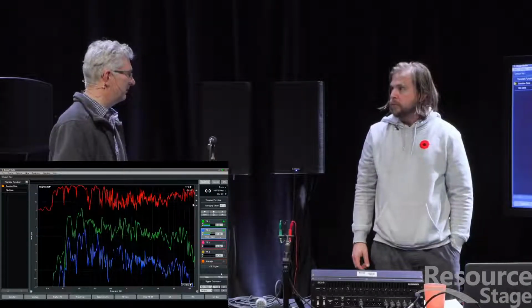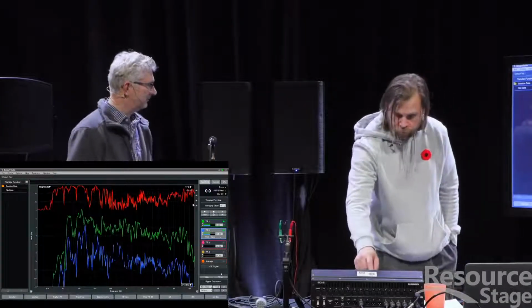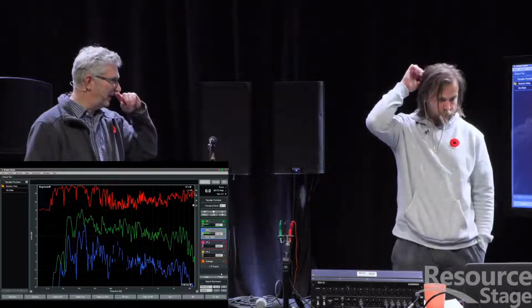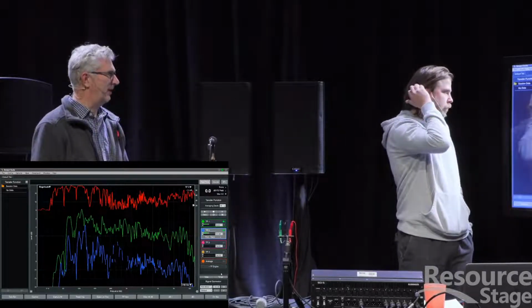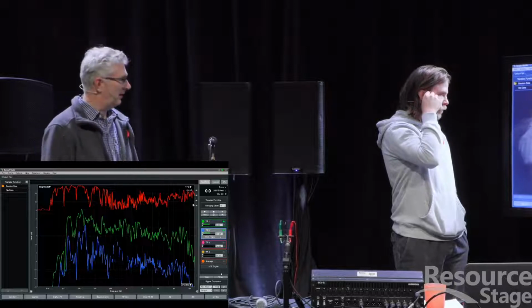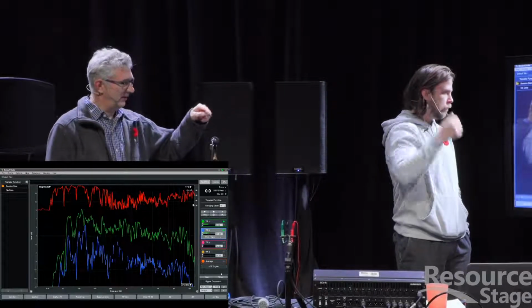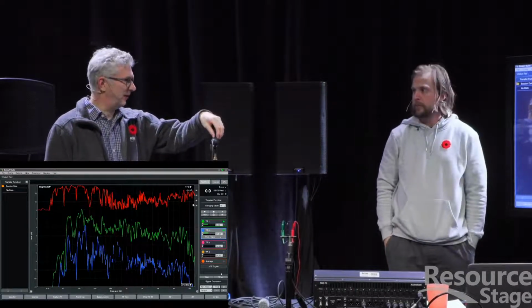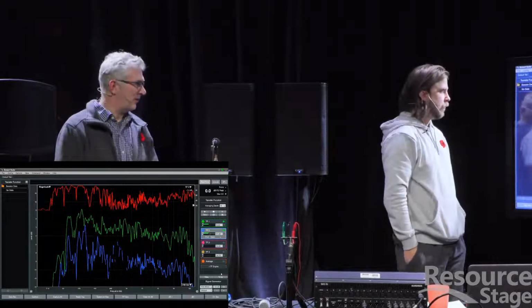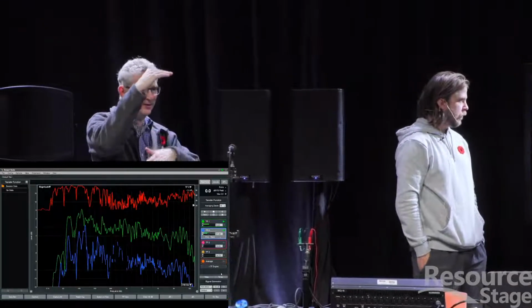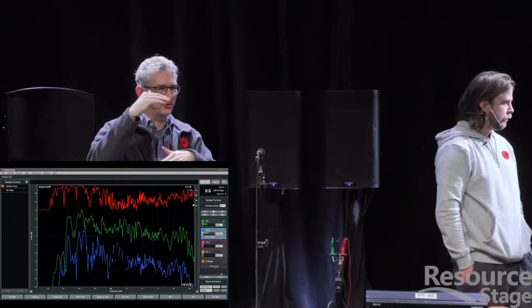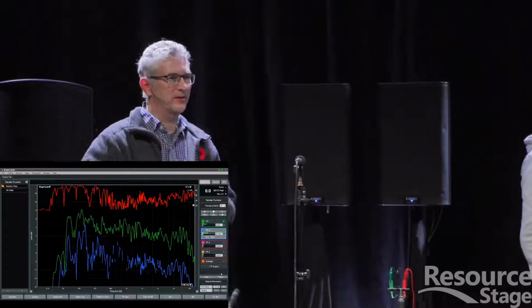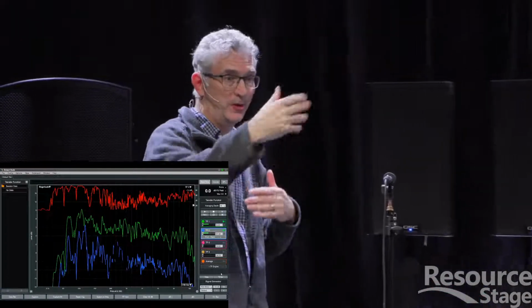Let's pause that. Just pause it for a little bit. So what we're looking at on the Smart screen here is the green line is this close microphone here. The blue line is the one that's at the back. The reason they're at a distance is because we wanted to show you the difference between those two locations.